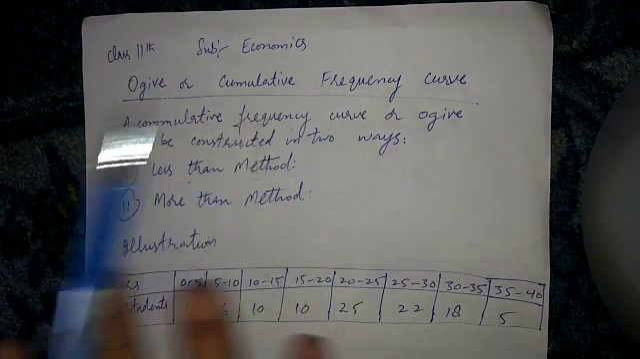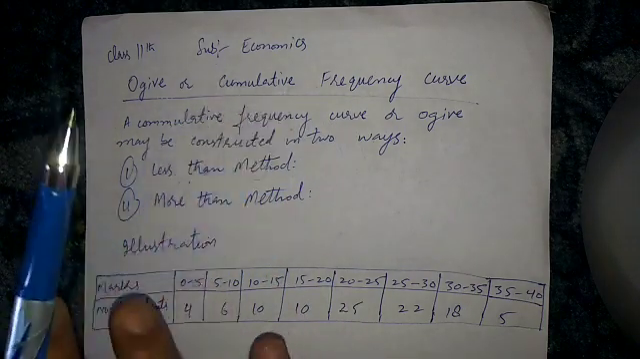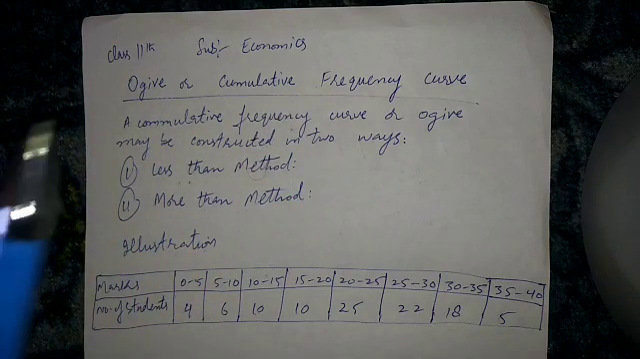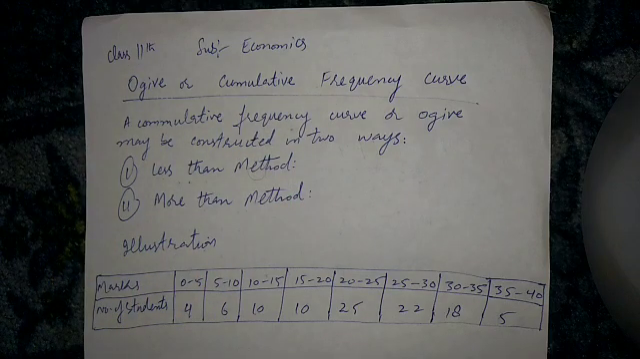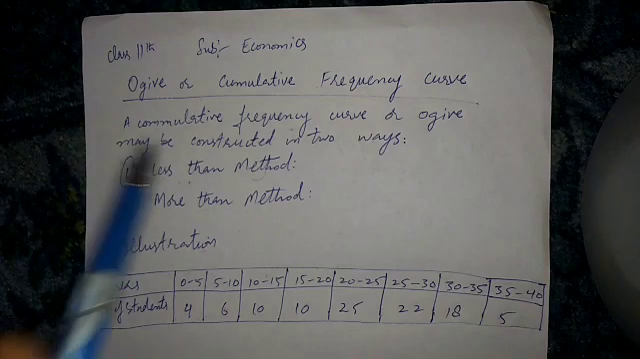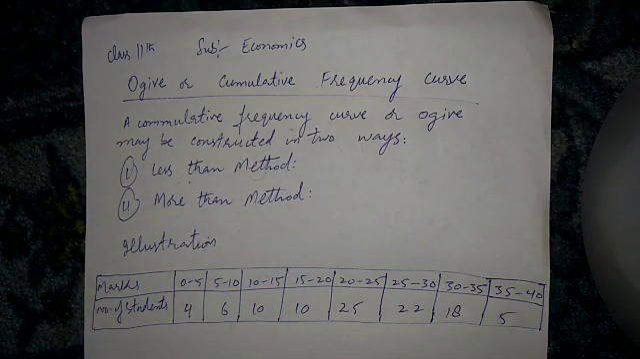Now, the basic difference between less than and more than Ogive, you see: in less than Ogive, frequencies are added starting from the upper limit of the first class interval of the frequency distribution. On the other hand, in case of more than Ogive, frequencies are added starting from the lower limit of the first class interval of the frequency distribution. So accordingly, in less than Ogive the cumulative frequency tends to increase, and in more than Ogive the cumulative frequency tends to decrease.